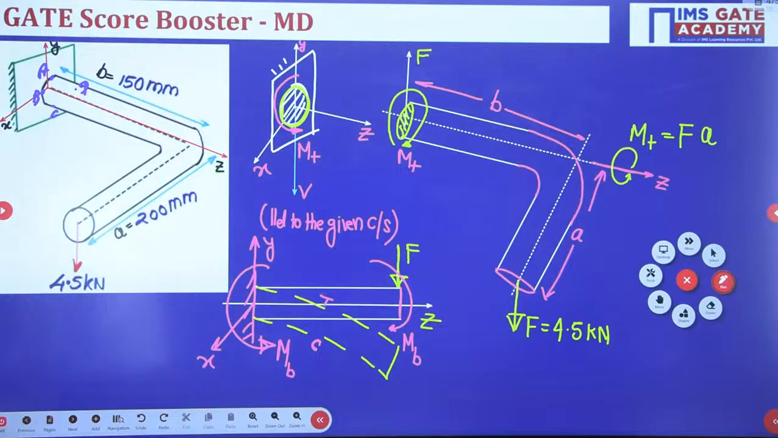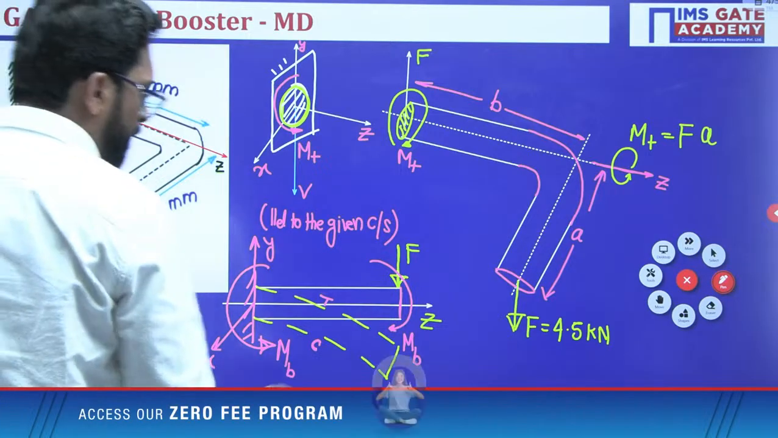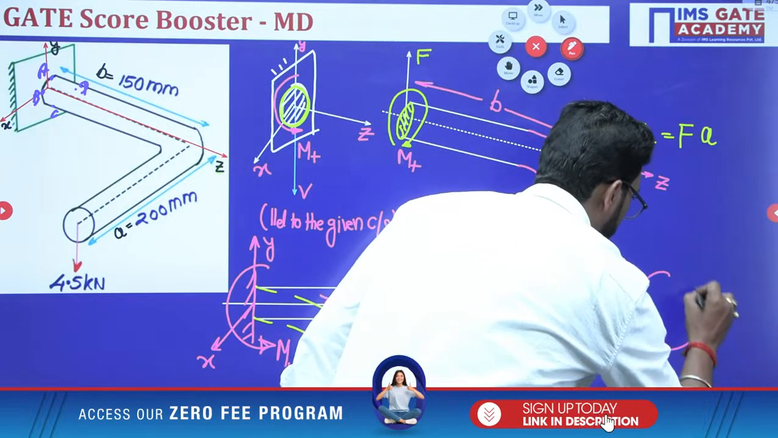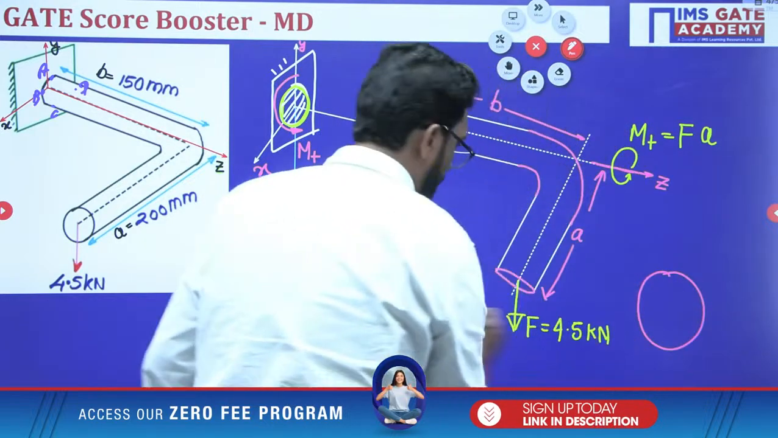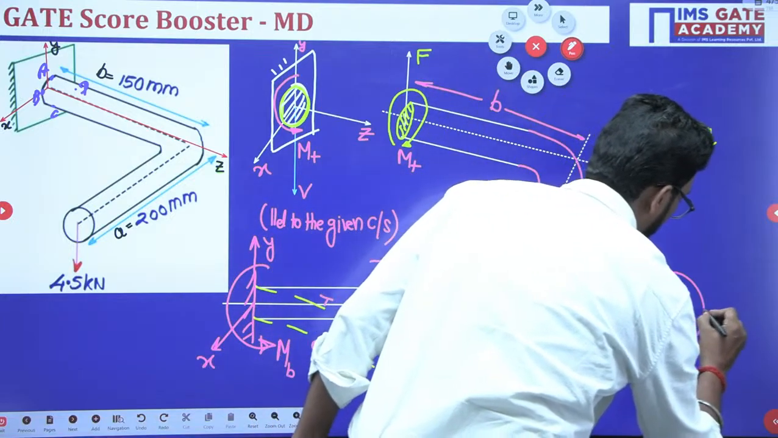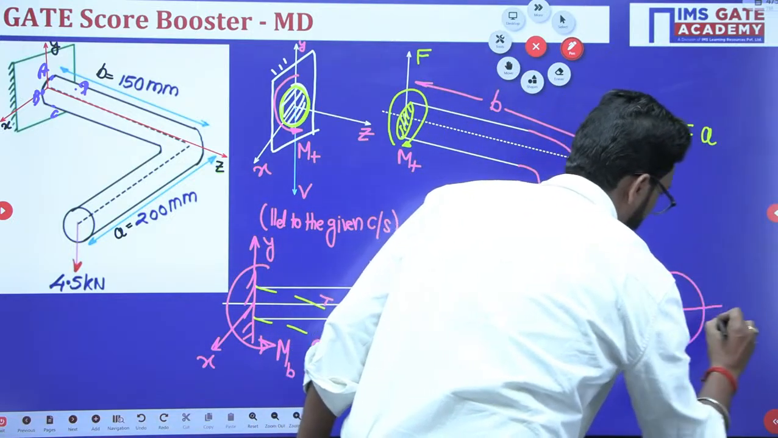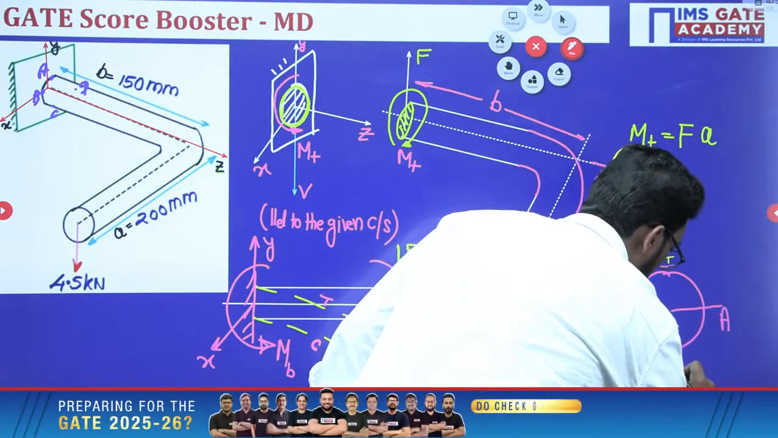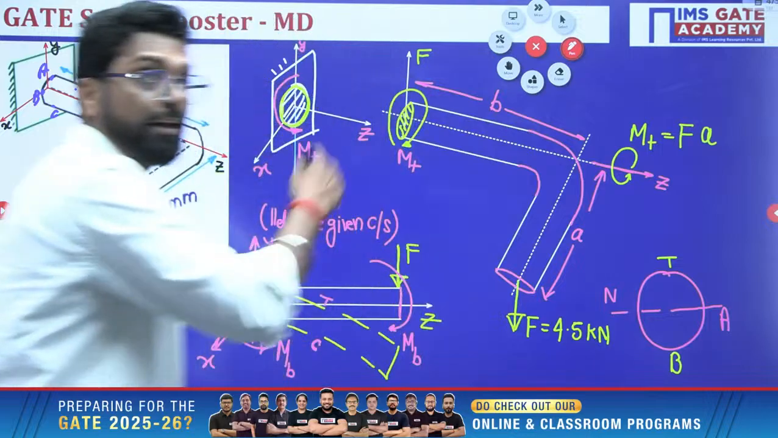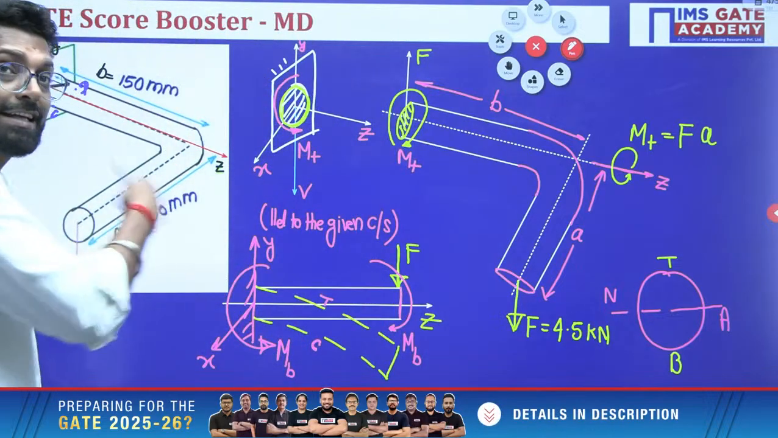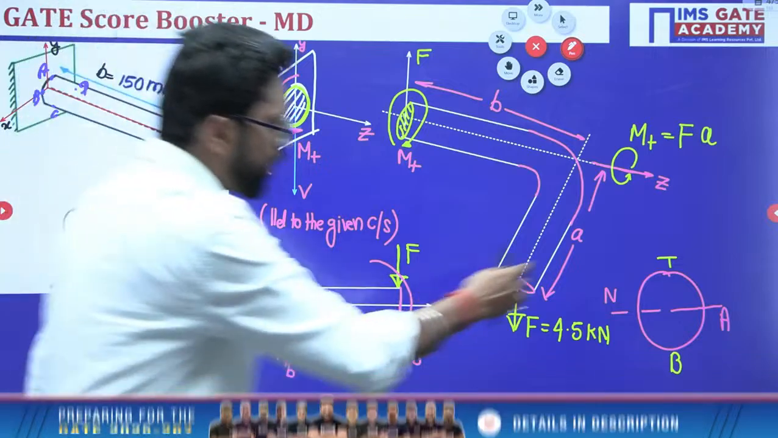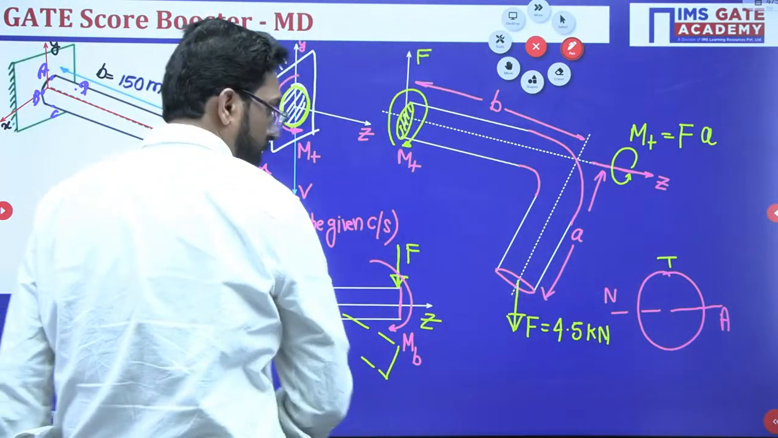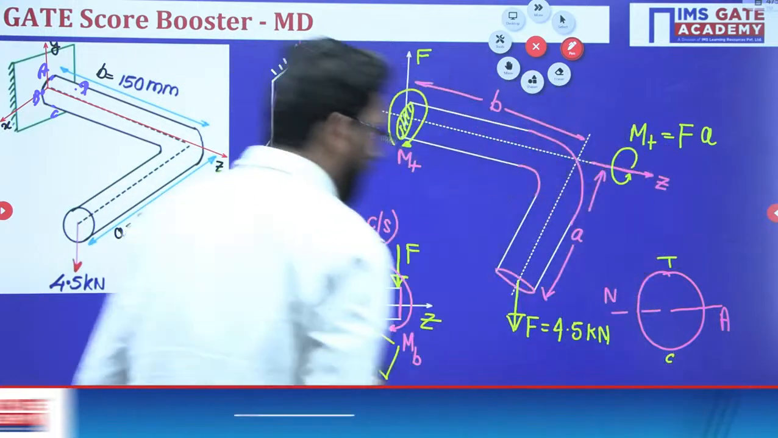Now, at the top, if you draw the circular section, this is your neutral axis. At the top there is tension, and at the bottom there is compression. And it is not a variable load. It is not rotating or fluctuating. It is a static load. So always on the top there is tension, and at the bottom it is compression.